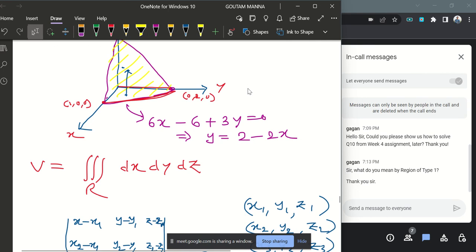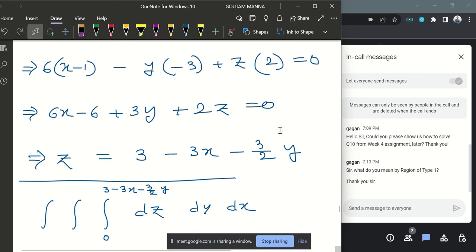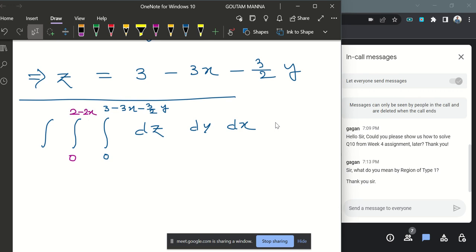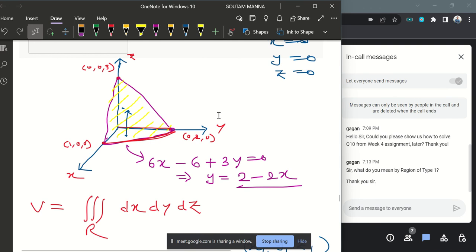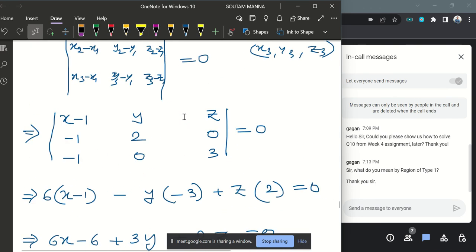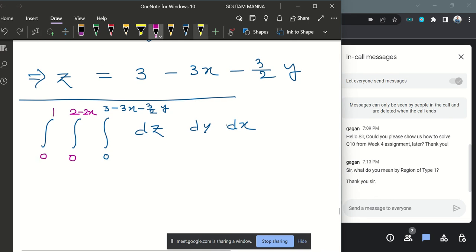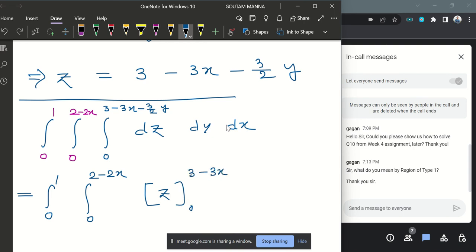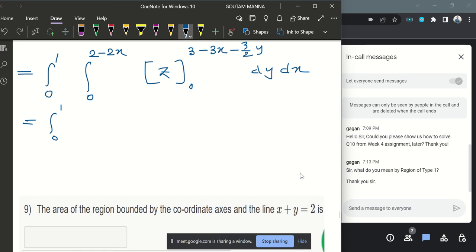So after we do the z integration, we need to find out how y is varying. y is varying from 0 to this line, and the equation of this line is y equals 2 minus 2x. So y is varying from 0 to 2 minus 2x, and x is varying from 0 to 1. This point is x equals 1. Now the integration will be 0 to 1, 0 to 2 minus 2x, z from 0 to 3 minus 3x minus 3 by 2y, dy dx. If you put the z limit, it will be 3 minus 3x minus 3 by 2y integration dy dx.